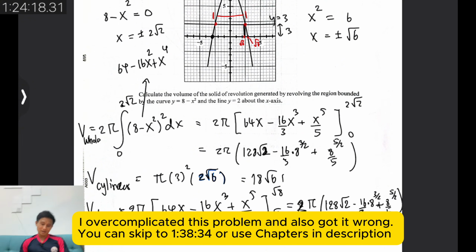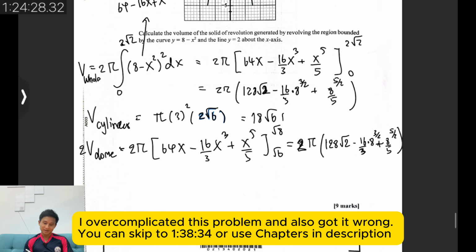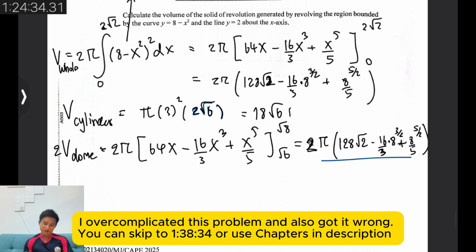It seems like... how is that impossible? Oh, I haven't subbed in the lower bound, sorry. I haven't subbed in this. Okay, so we're going to get that. That's just the upper one. So we're going to minus 2 pi down here, yeah? So this and then minus this, right? 2 pi, subbing in root 6 basically.